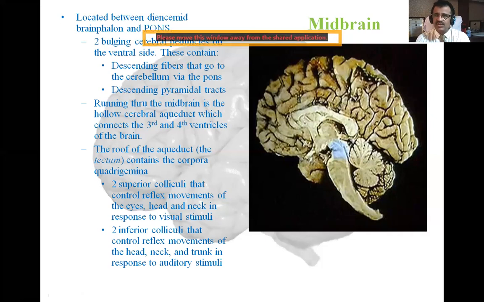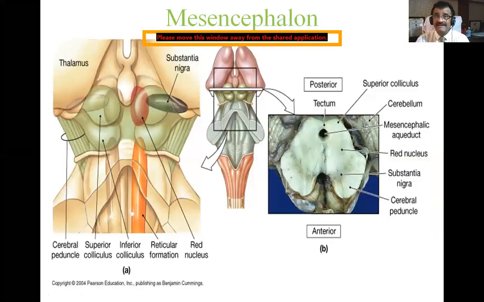Running through the midbrain is the hollow cerebral aqueduct. You can see the cerebral aqueduct here, which connects the third ventricle to the fourth ventricle. The roof of the aqueduct is the tectum above. The tectum contains the corpora quadrigemina: two superior colliculi that control reflex movements of the eyes, head, and neck in response to visual stimuli, and two inferior colliculi that control reflex movements of the head, neck, and tongue in response to auditory stimuli. So, visual stimuli and auditory stimuli. This much information is more than sufficient for the midbrain, so you know the anatomy and a little of the physiology as far as the midbrain is concerned.